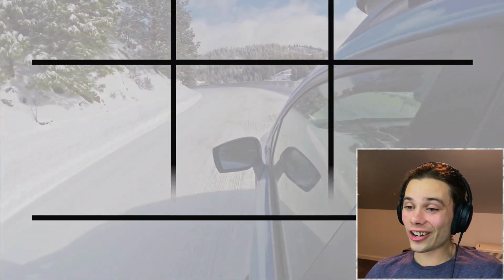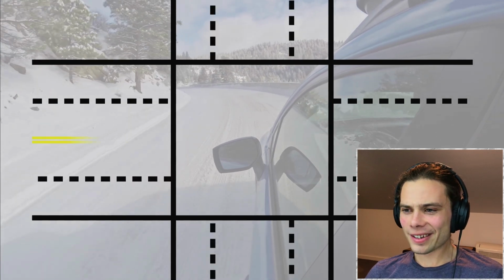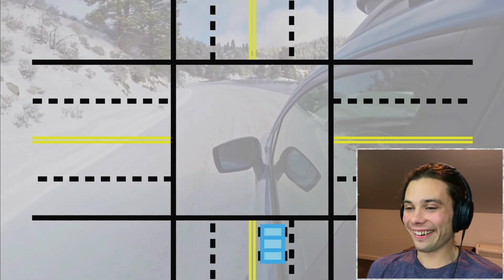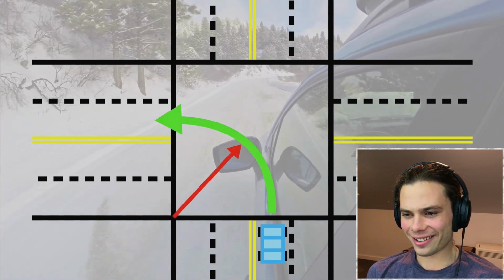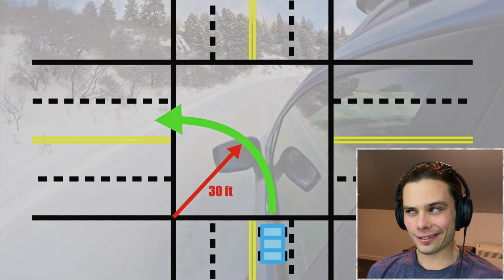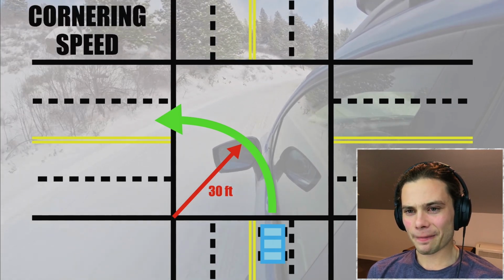Now, the same logic can be applied to cornering as well. So let's say we're at an intersection and there are 4 lanes, 2 lanes in each direction, and you're turning from the inside lane, making a left turn into the next inside lane. So that's going to be a radius of about 30 feet. So you're going to be taking a corner with about a 30-foot radius.